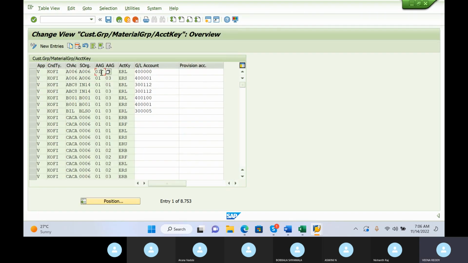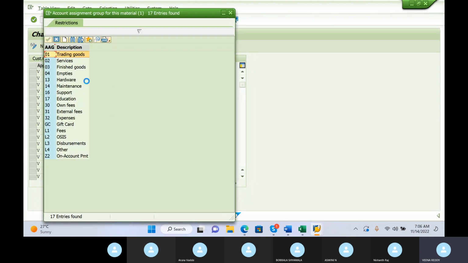These are created by the SD consultants. This is back end configuration; they will configure the condition types and account keys. But this account key is related to the products, I mean it is material related. Total trading goods, finished goods, whichever product we are using.